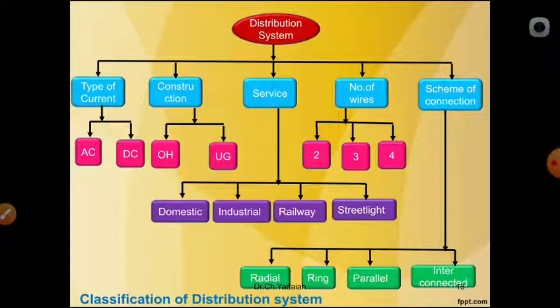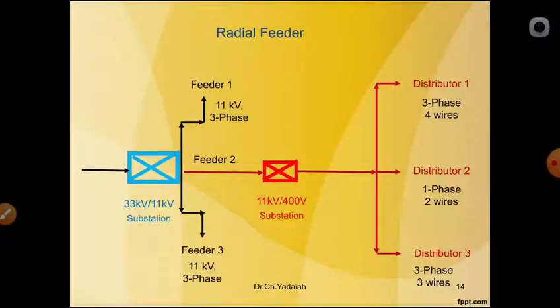Let us see in a single line diagram what the radial system is, what the ring system is, what the parallel system is, how the current flows, how reliable it is to the consumers, and what the benefits are. Let us see at a glance. Already you know this, but let us see. Here you can see the radial feeder. So what is the radial feeder? It is nothing but a feeder that radiates in only one direction.